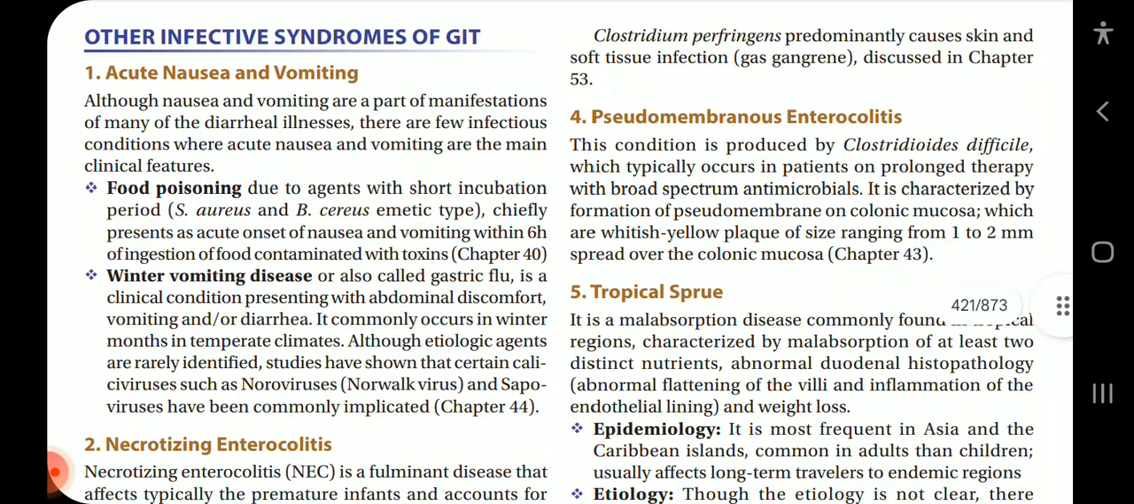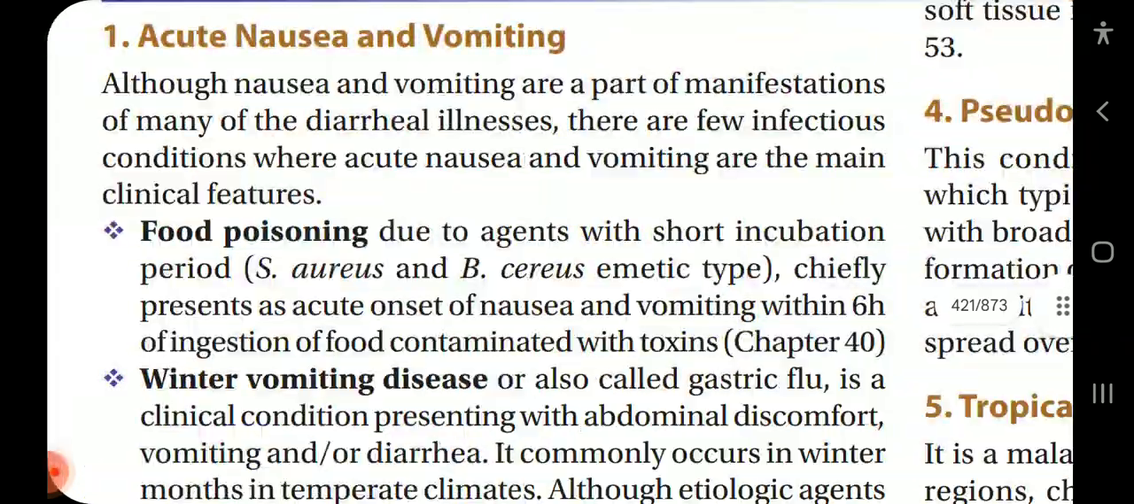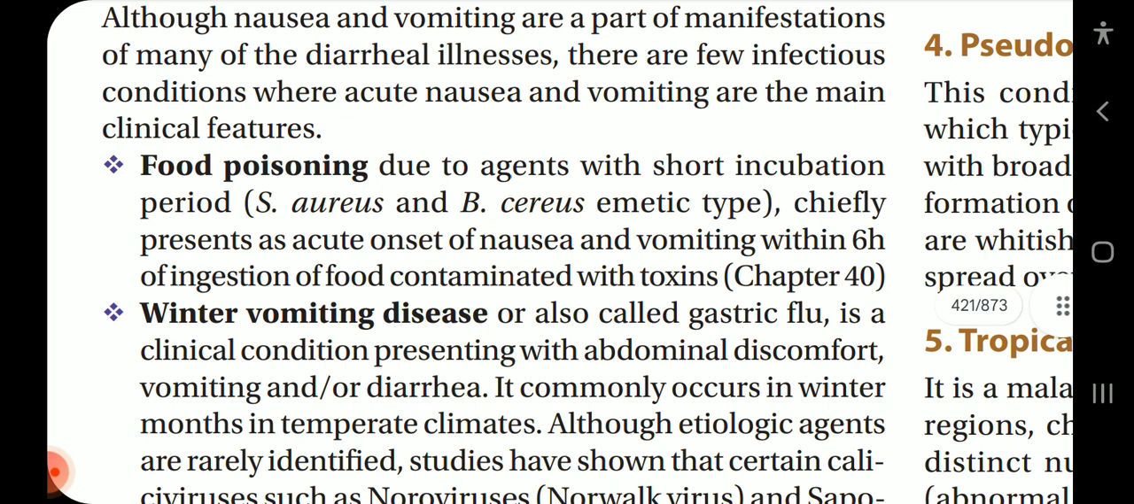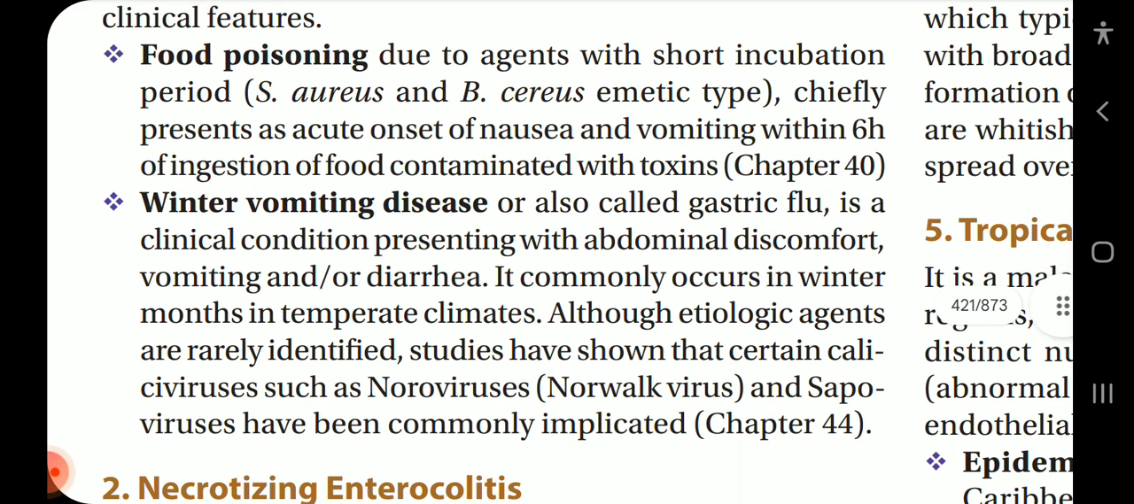Now coming on to other infectious syndromes of the GIT. Acute nausea and vomiting. Although nausea and vomiting are part of the manifestation of many of the diarrheal illnesses, there are few infectious conditions where acute nausea and vomiting are the main clinical features. Food poisoning due to agents with short incubation period like Staph aureus and Bacillus cereus, emetic type, chiefly presents as acute onset of nausea and vomiting within 6 hours of ingestion of food contaminated with toxins.